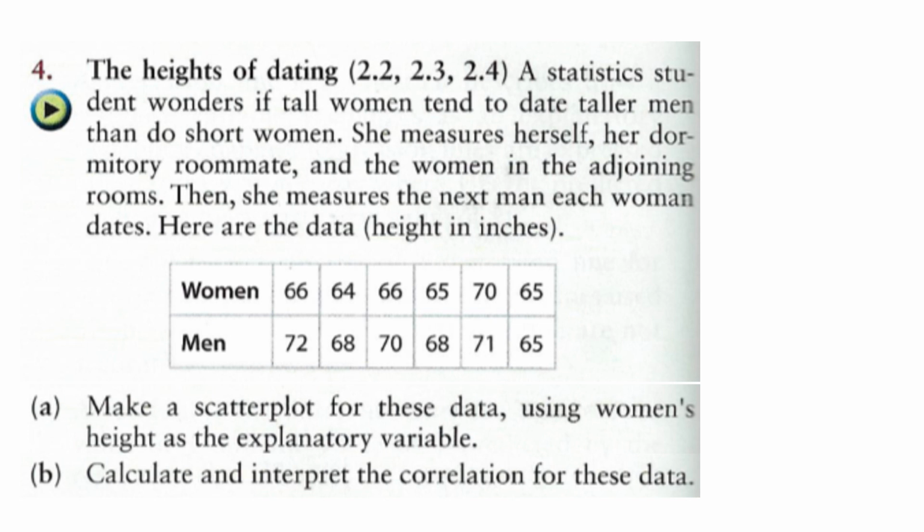All right, so here. Let me get my laser pointer. These are the heights of these six women. This woman went on to date this man. This woman right here went on to date this man, and so on. These are those men's heights. So we're first asked to make a scatter plot for these data using women's height as the explanatory variable.